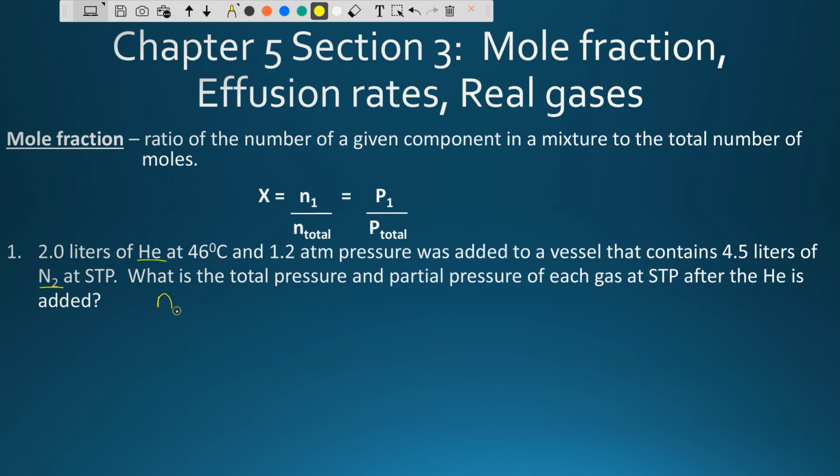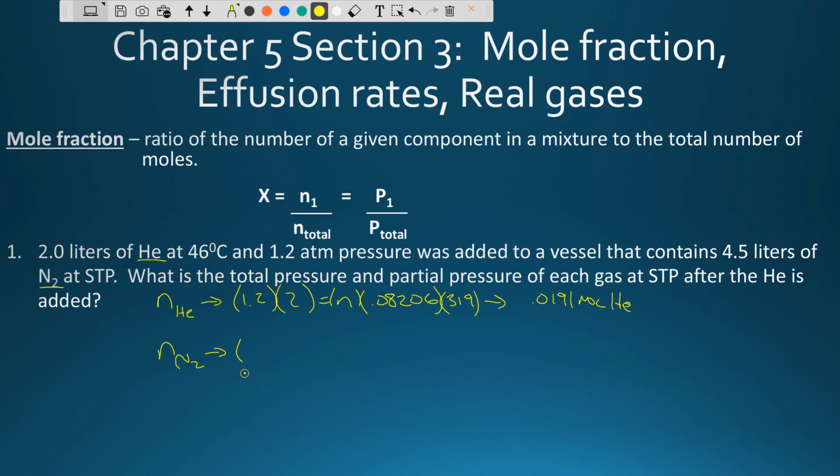Let's analyze my helium first. I have 1.2 atmospheres in a 2 liter container, and I'm going to figure out how many moles that is: 0.08206 times my temperature, which in this case was 319. And so I end up with 0.091 moles of helium.